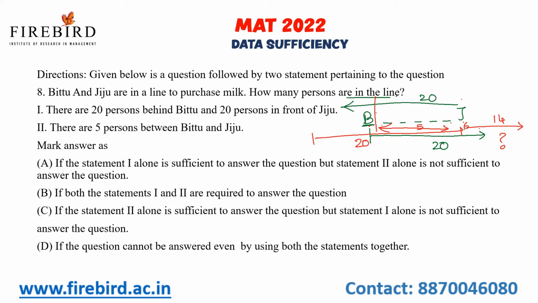Not 14 persons. One second. So he is the 6th person, and after him from Jiju, there are 20 and here is 21. So after him, 14 persons will be there. 21 plus 14 is your answer. So you can easily answer the question only if you combine these 2 data. Okay, if both the statements 1 and 2 are required to answer the question, here both the statements are required to answer the question. Okay, now see here.